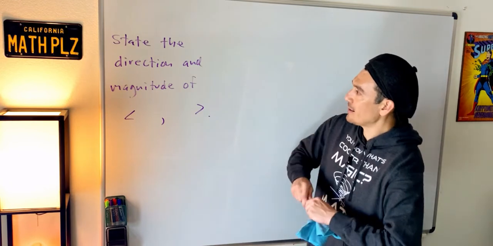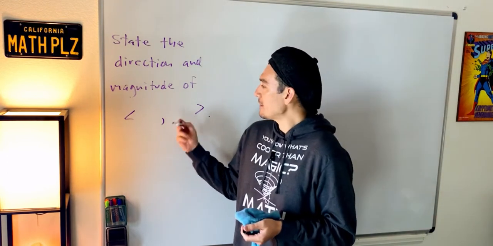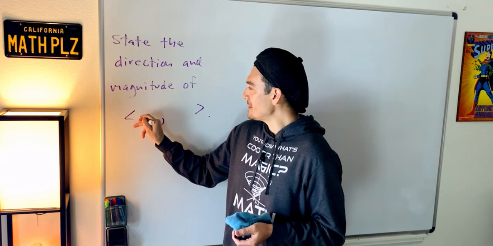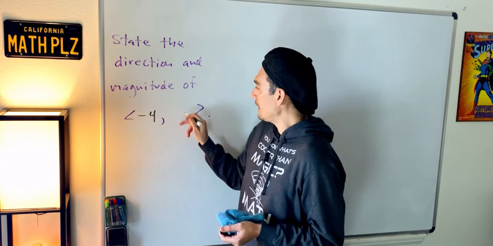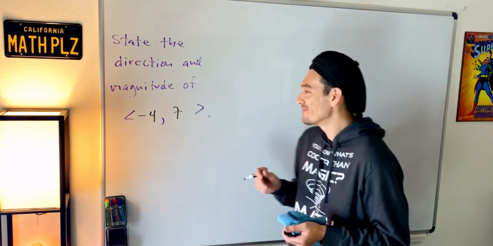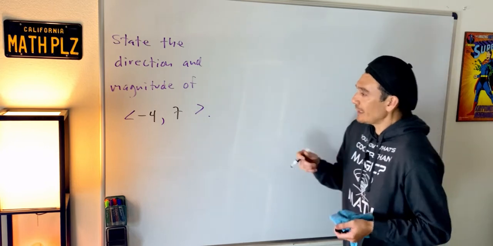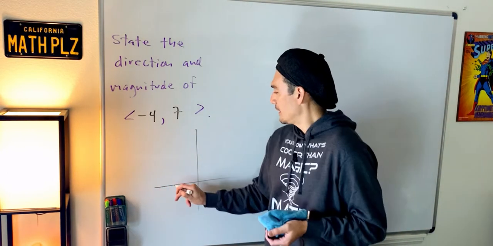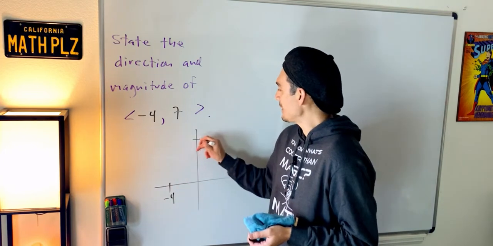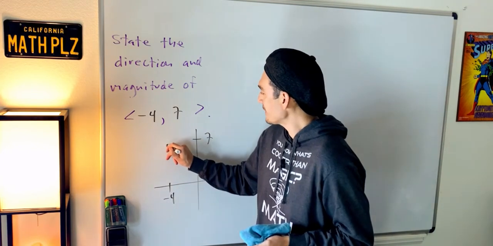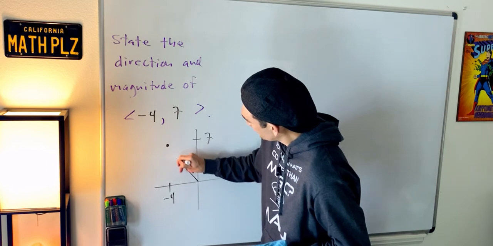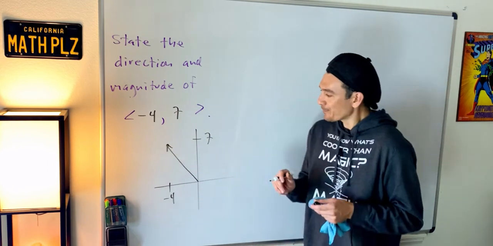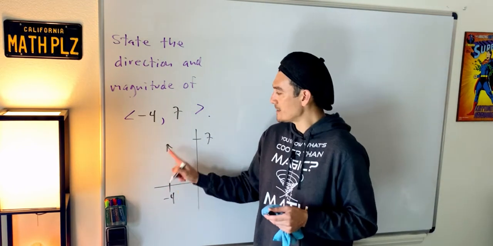So how about this time? Our vector is, let's say, -4 and let's go with a 7. So let's make a model of this. So -4, 7, let's say this is -4, and let's say this is 7. So that'll take us right there, because it's 4 to the left and then 7 up.